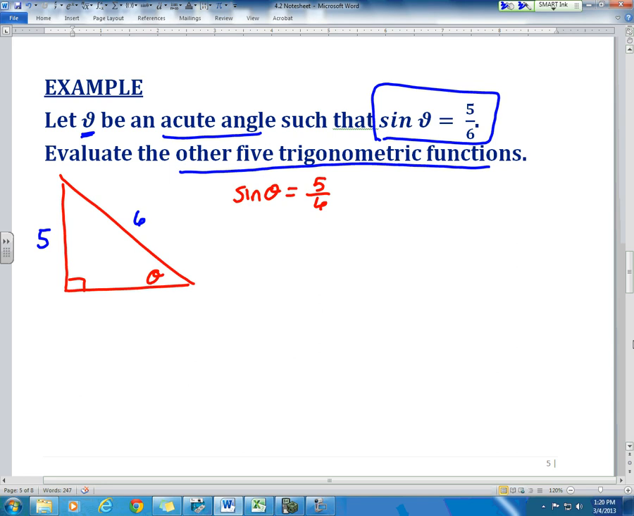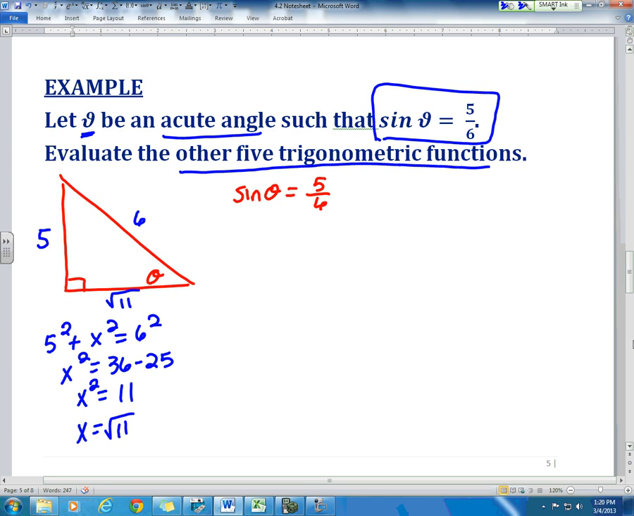Which means that I technically can find that missing leg. That missing leg will be, remember Pythagorean theorem, 6 squared minus 5 squared. So x squared will be 36 minus 25, or 9. Is that right? No, 11. What am I saying? So x will be equal to the square root of 11. So this leg measures radical 11 units. Leave it in radical form. Don't change it over to decimal form.